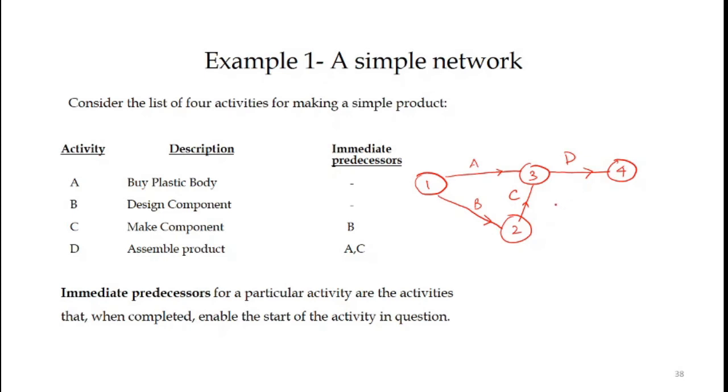So now we can just check whether we have satisfied all the conditions. A and B don't have any predecessor, so they are starting. C has a predecessor B. When B finishes, then only C will start, and D will only be starting once A and C are finished. So in this way a simple network can be drawn.